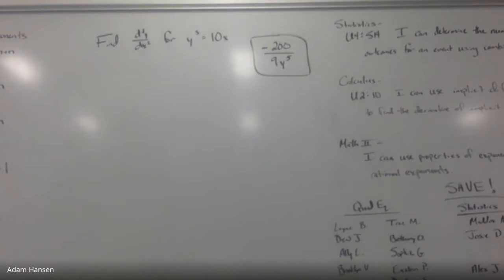You can do the first derivative. You just have to do the second derivative and then also back substitute. Answer should be negative 200 over 9y to the fifth. If that's not looking right, let me know.